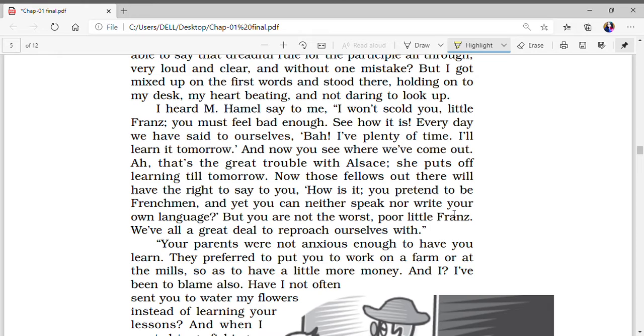Hamel say to me, "I won't scold you." Okay, so what did the teacher reply to him? Since it was the last day, he said, "I won't scold you, little friend. You must feel bad enough." So the teacher is also realizing that the child is already so ashamed, so he doesn't want to make any increment in his shame.